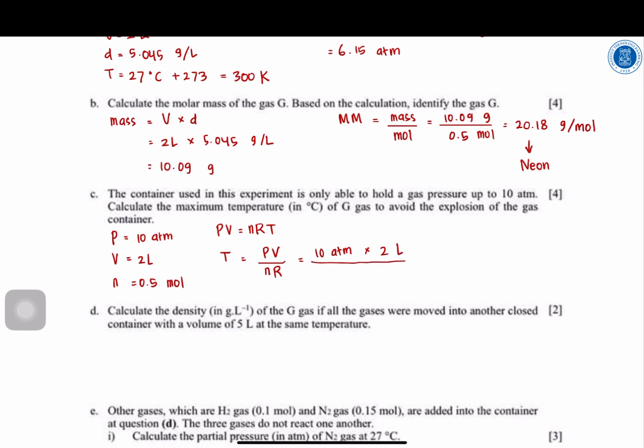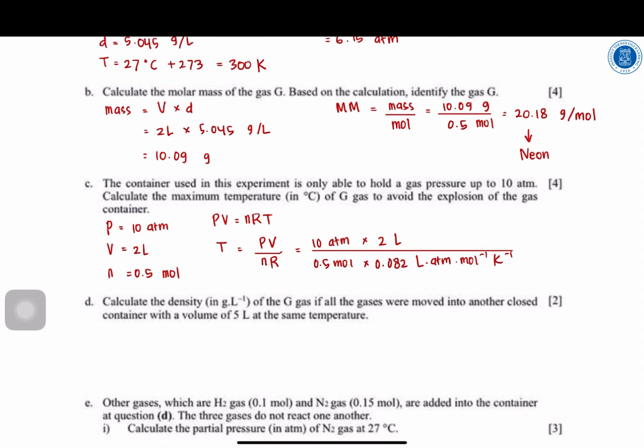And then the volume is 2 liter. And then the mole is half mole. And then the gas constant is 0.082 liter atmosphere per mole per Kelvin. And then we can calculate that here the temperature is 487.805 Kelvin. Because the question is asking you to calculate the temperature in degrees Celsius.